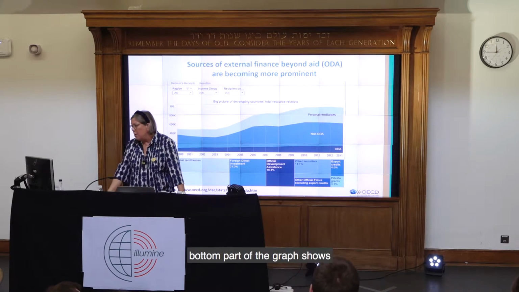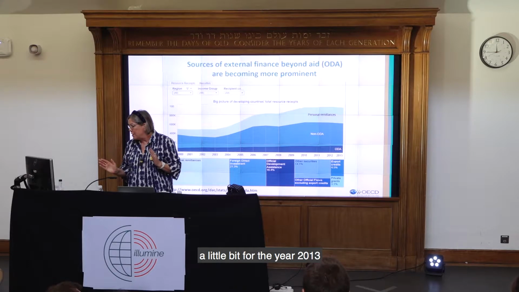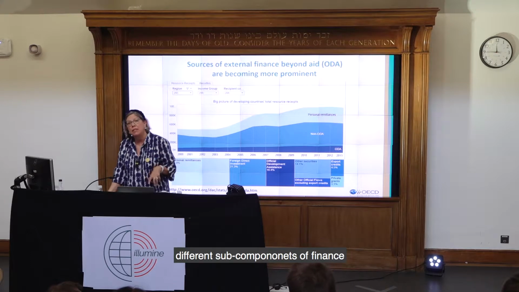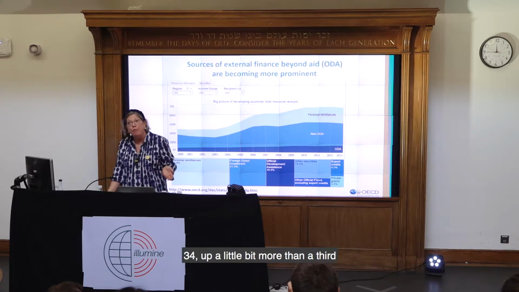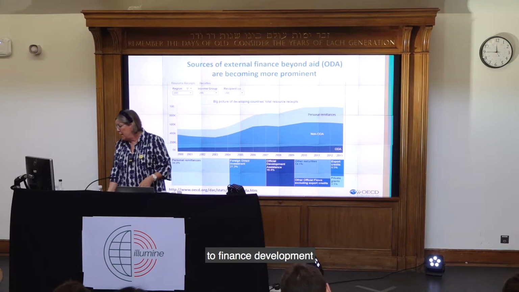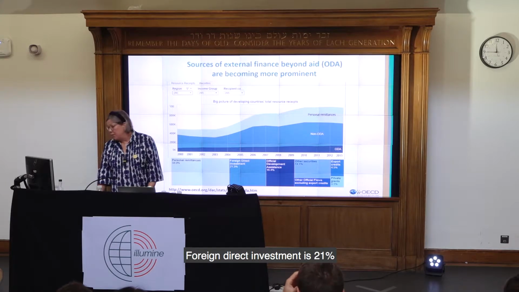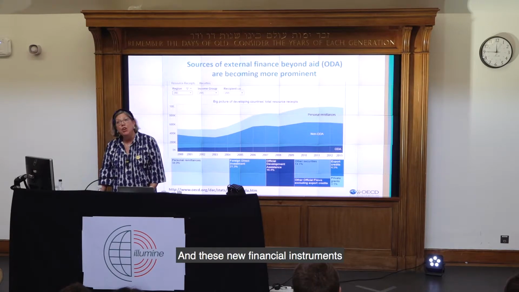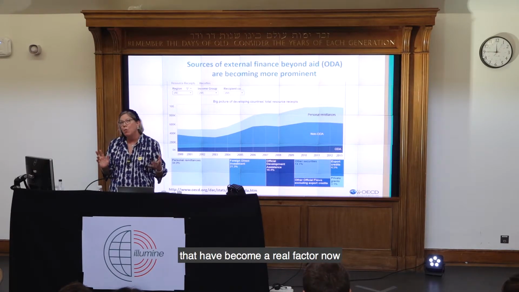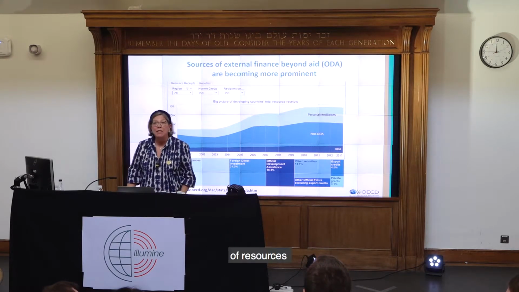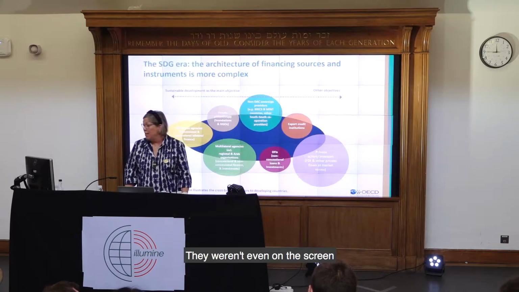And this bottom part of the graph shows a little bit for the year 2013, the relative share of these different subcomponents of finance. So personal remittances is 34%, up a little bit more than a third of the total resources that we used to finance development. Foreign direct investment is 21%. ODA was 10%. And these new financial instruments that have become a real factor now in international development finance, they account for 15% of resources now. 10 years ago, they weren't even on the screen.